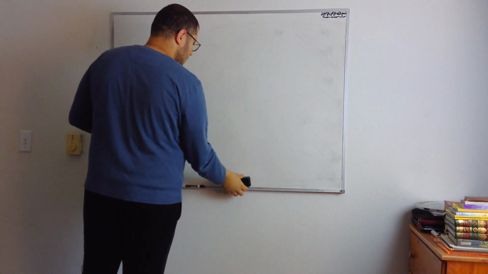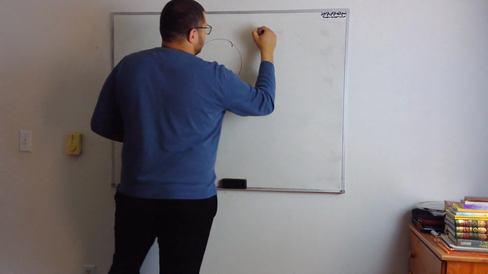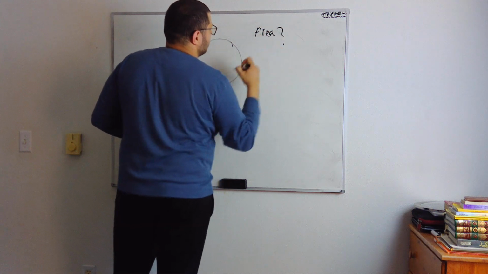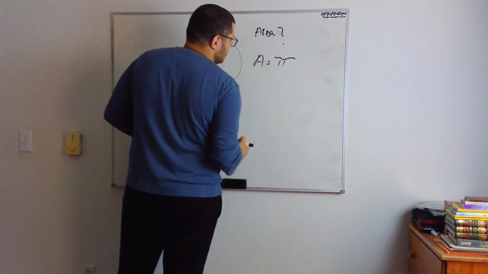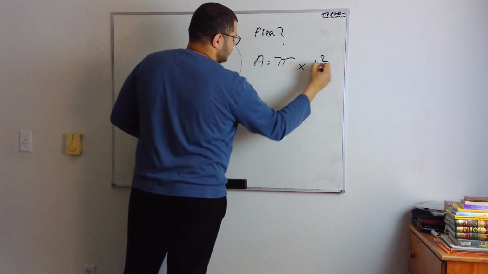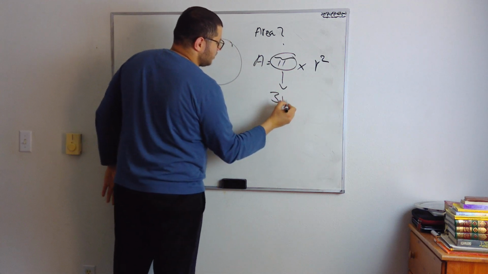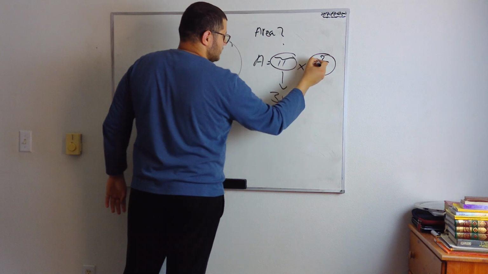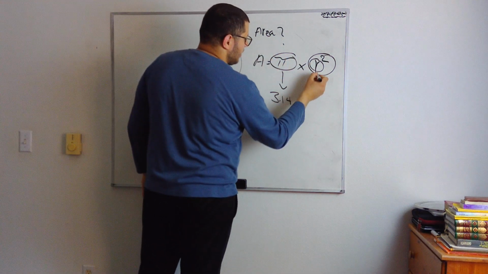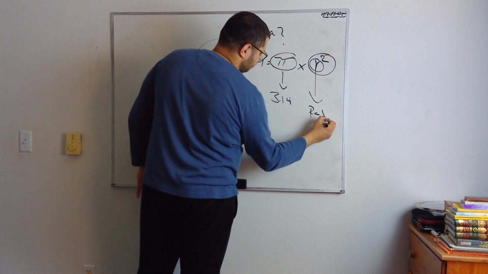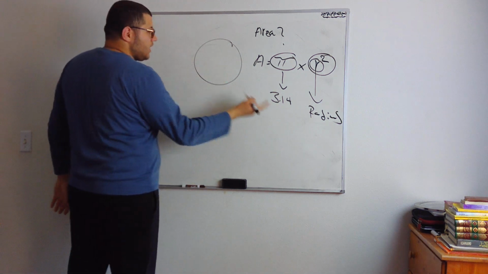Now, if we have a circle, how do we find the area? We said A stands for area. Area equals pi times r squared. Pi stands for 3.14. And r squared means multiplying the number by itself, taking it to the second power. R means radius. Now, what is the radius?